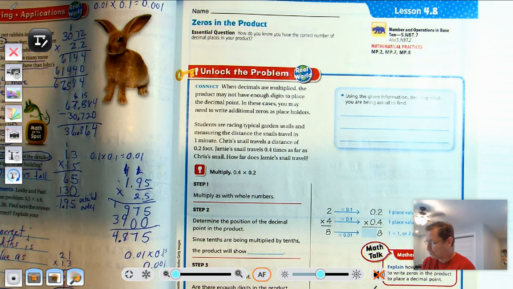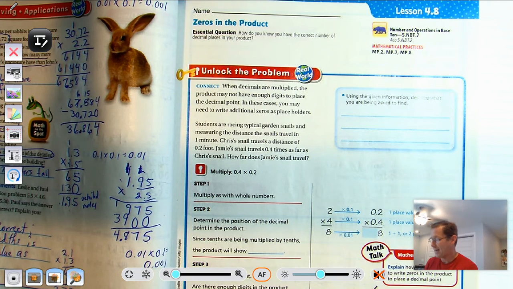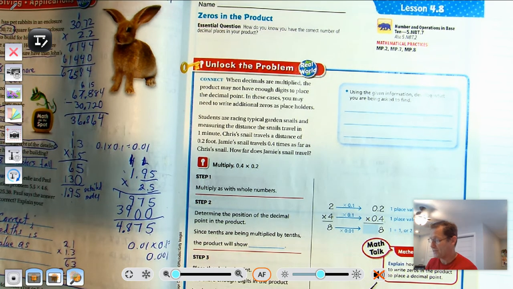So let's look at the unlock the problem. There's a connect part here, right? When decimals are multiplied, the product may not have enough digits to place the decimal point. In these cases, you may need to write additional zeros as placeholders.